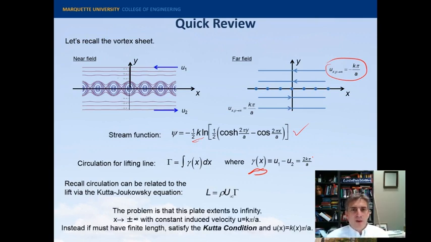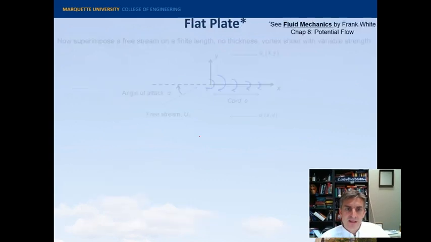But the problem that we're going to take on today is that the plate doesn't extend to infinity in the x direction. It's bound between 0 and the chord length. And as a result, we're going to have to enforce the Kutta condition, which means we're going to have to enforce that the velocity at the trailing edge be 0. And that means ultimately that this value of k is going to have to be a function of x, right? So that is our task today, is to find that.